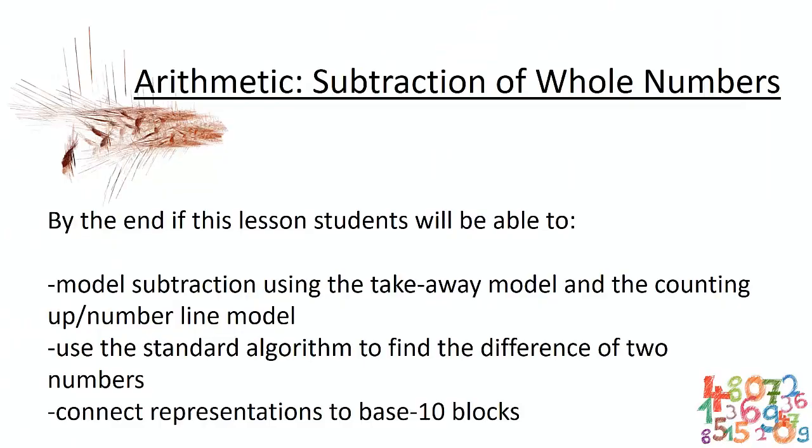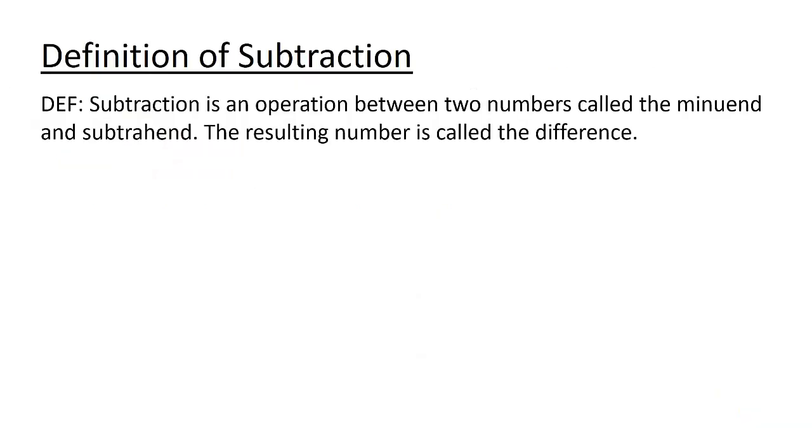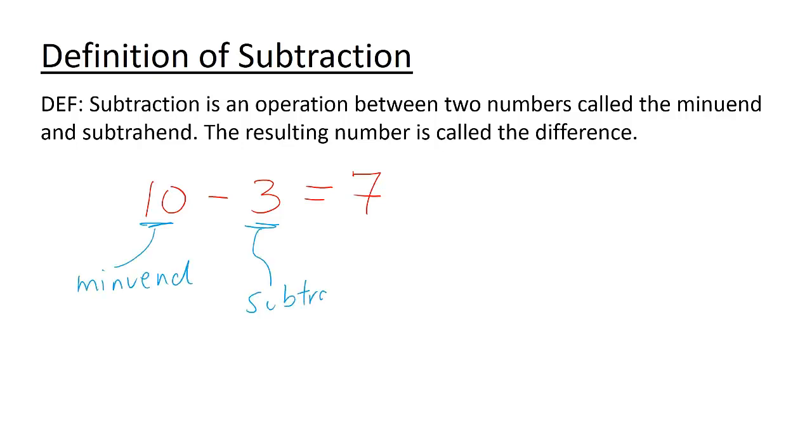In this lesson, we will explore the operation of subtraction in more depth, looking at some common representations and algorithms. Subtraction is another operation that we can perform on two numbers. We call our two original numbers the minuend and the subtrahend. The reason for having two different names for our starting numbers is that subtraction is not commutative, and that's something that we're going to explore in more detail coming up.